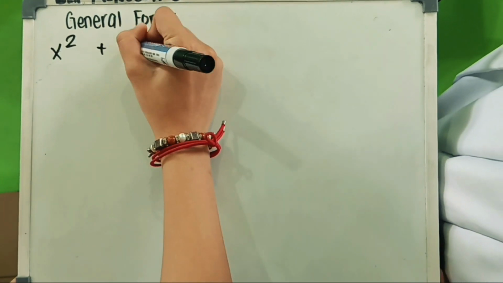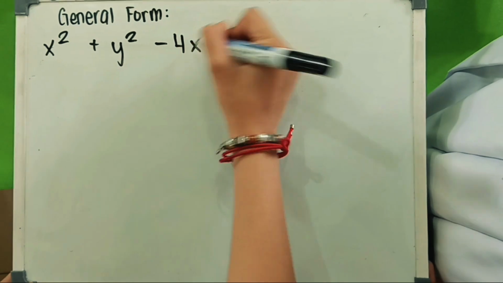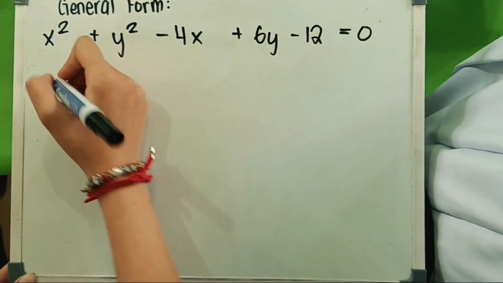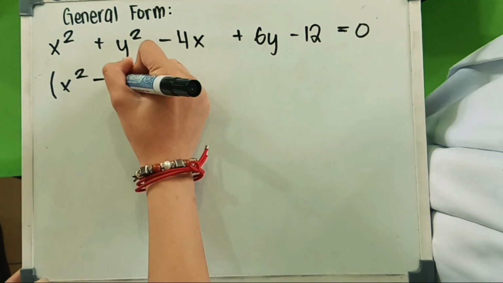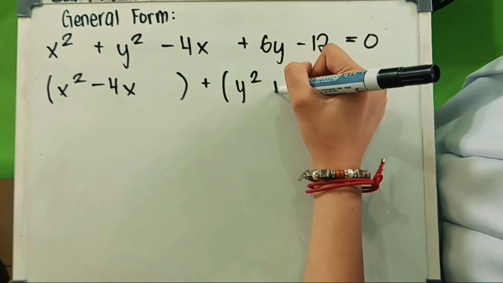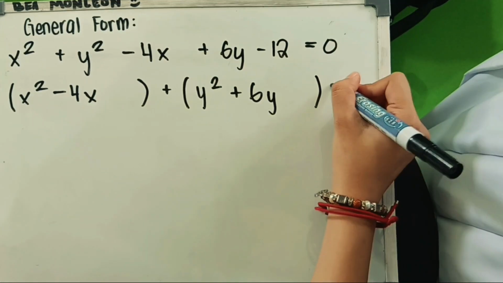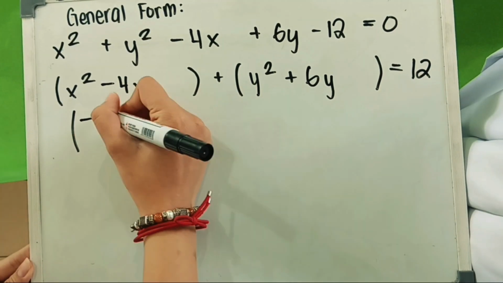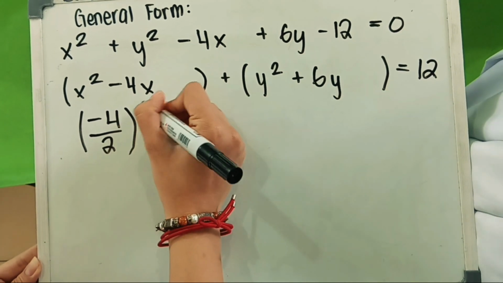Step 1 is to group the x and y terms and move the constant. x squared plus y squared minus 4x plus 6y minus 12 equals 0 becomes x squared minus 4x plus y squared plus 6y equals 12. Complete the square for both x and y. To complete the square for the x term, take the coefficient of x, which is negative 4, divide by 2, then square the result. Add this value to both sides of the equation. Negative 4 over 2 squared is equal to negative 2 squared is equal to 4.